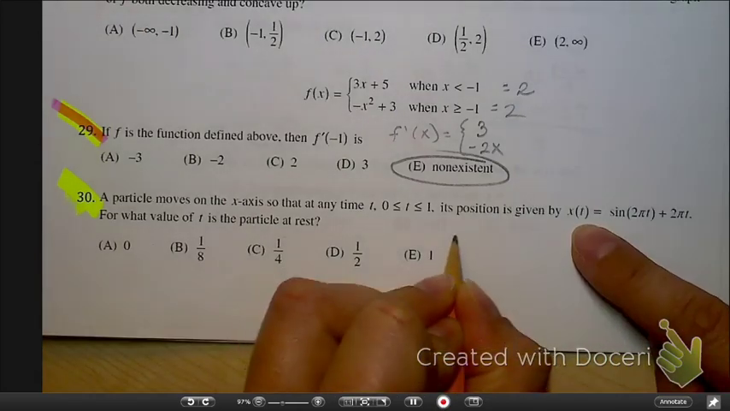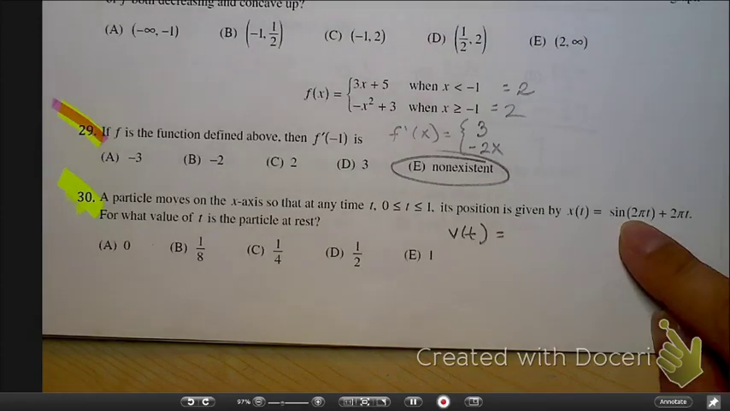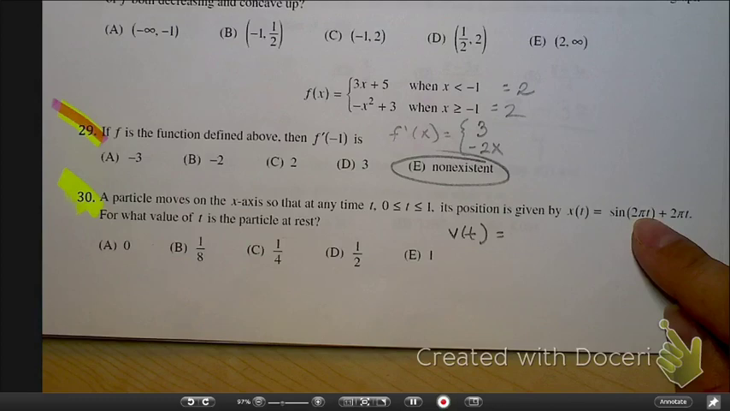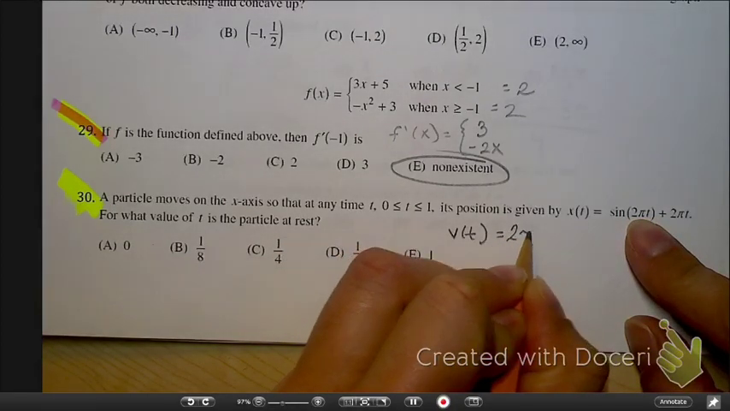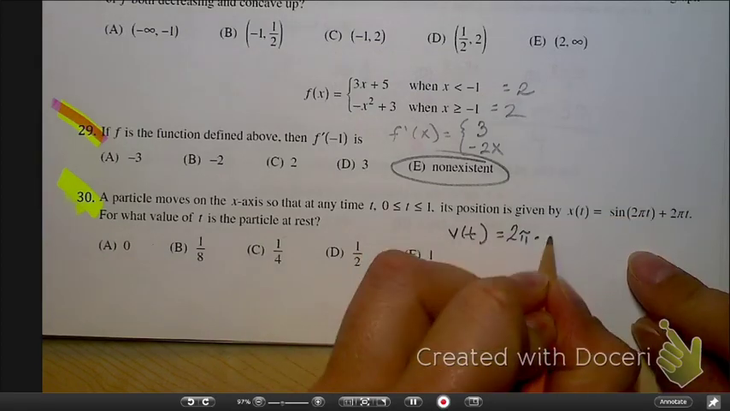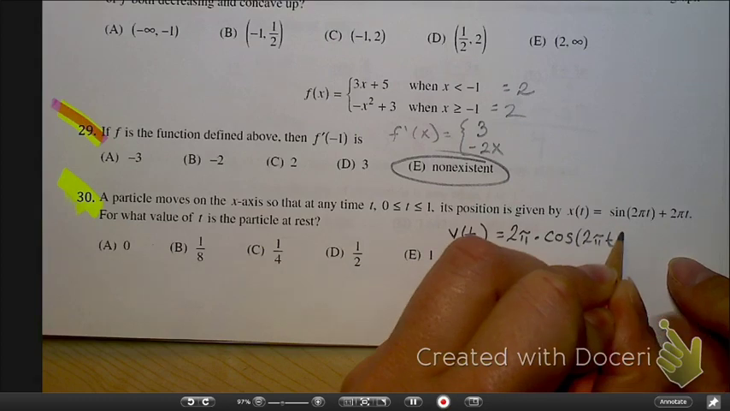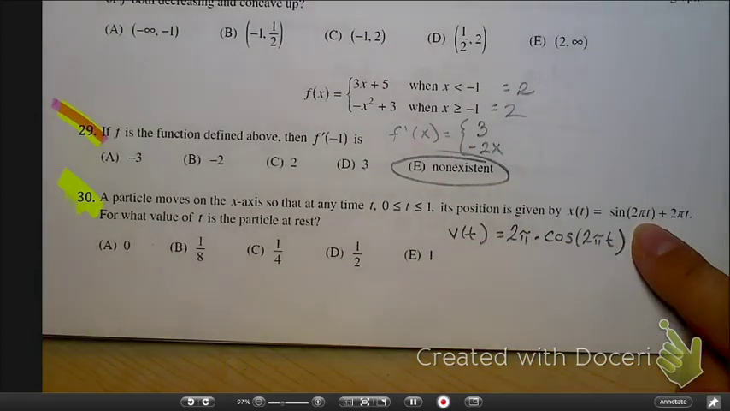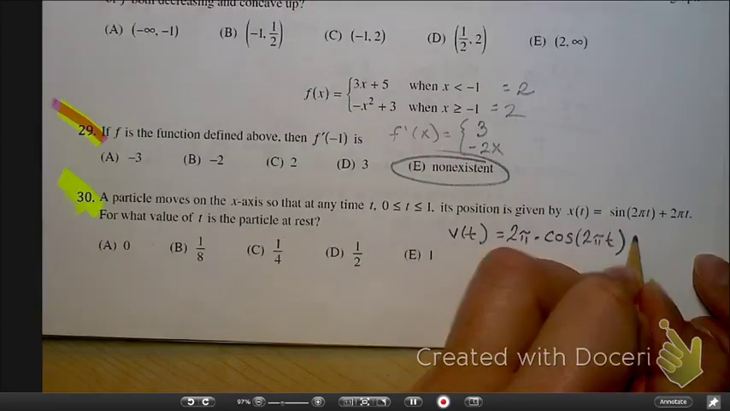So if I want to find the velocity function, I'm going to take the derivative. The derivative of sine of 2 pi t requires the chain rule. So the derivative of the inside, the derivative of 2 pi t, is 2 pi. And the derivative of the outside is cosine. The derivative of sine is cosine. So that's cosine of 2 pi t. That's the derivative of the first term. And then the derivative of 2 pi t, that second term, is just 2 pi, so plus 2 pi.